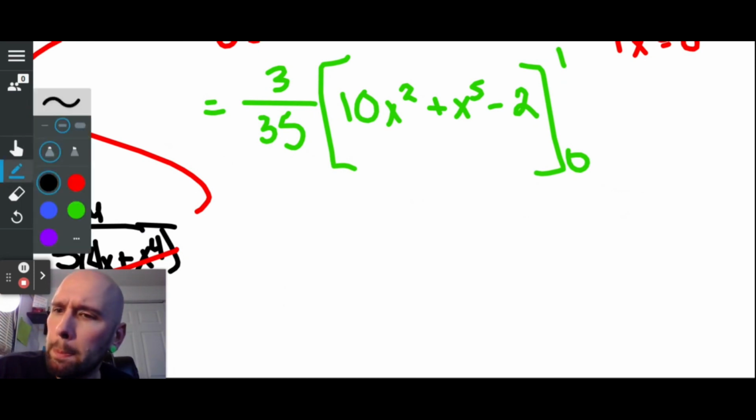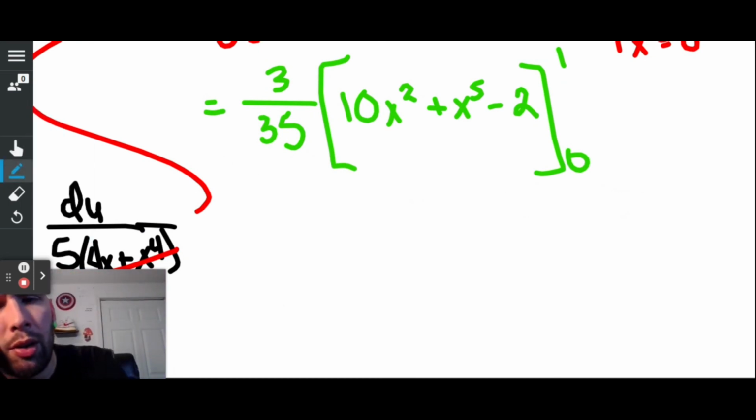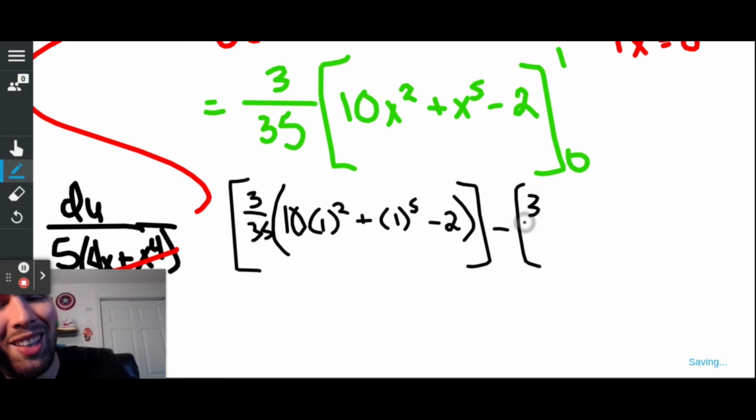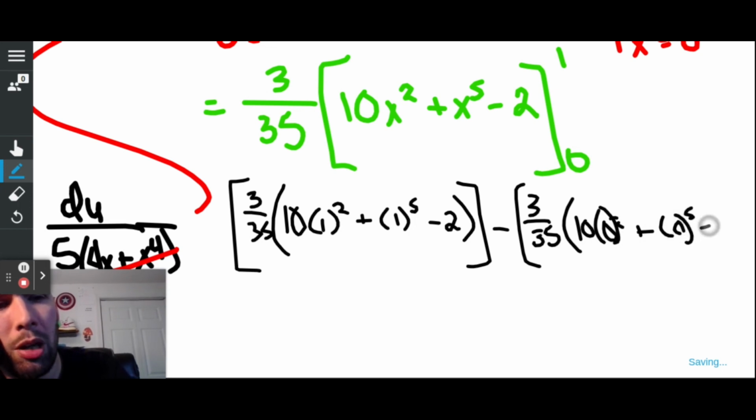All right, I should be good for that. Okay, here we go. 3/35 times (10 times 1 squared plus 1 to the 5th minus 2), minus 3/35 times (10 times 0 squared plus 0 to the 5th minus 2).